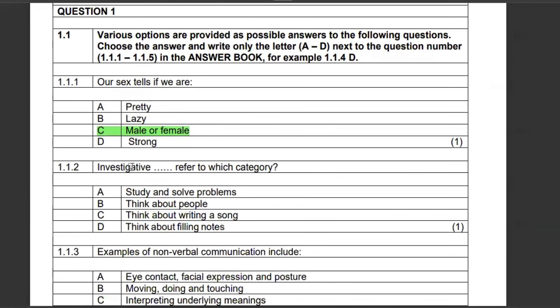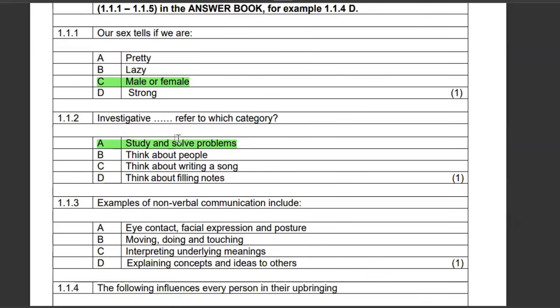Now moving on to the next question, 1.1.2, investigative. When someone is an investigative personality, it simply means that they can study and solve problems. They go out and research about a problem. Then after researching the problem, they can come up with a solution. So investigative refers to A, which is the ability to study and solve problems.